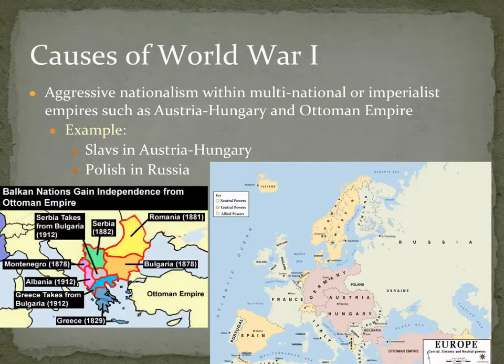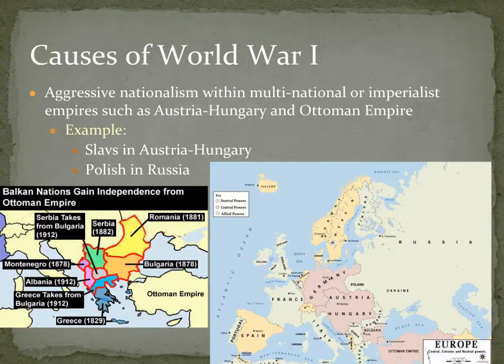Another cause is aggressive nationalism, especially within multinational or imperialist empires. So remember, nationalism is pride in one's country or wanting to have a nation for one's own group of people. And in large multi-ethnic empires like Austria-Hungary, there were a lot of different ethnic minorities that did not have their own nation. And so that caused tensions between specific groups.